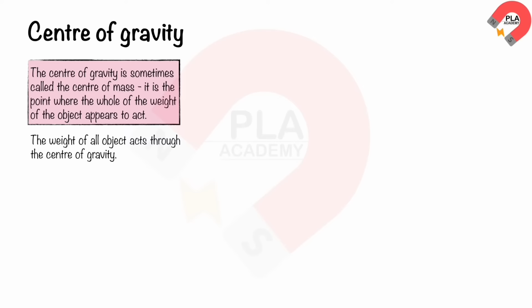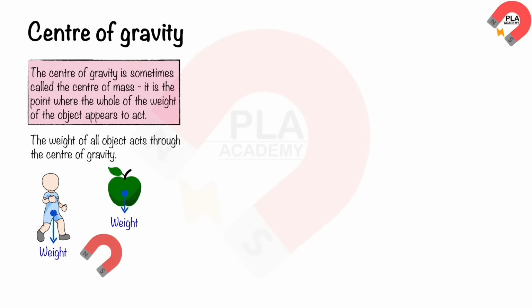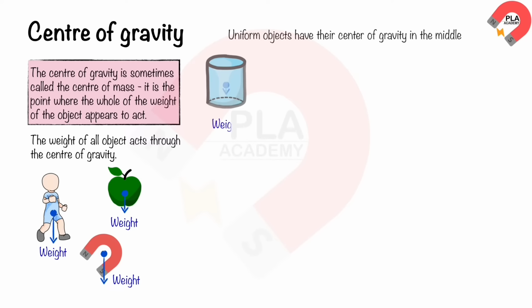For example, the center of gravity of a human is about here. The center of gravity of an apple is about here. The center of gravity of a magnet is here. A uniform object's center of gravity is at the middle of the object. For example, a uniform cylinder has its center of gravity here.